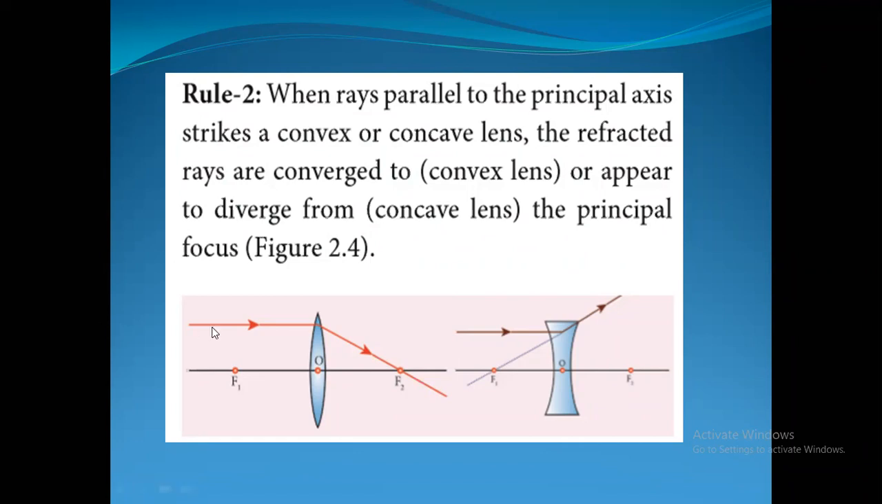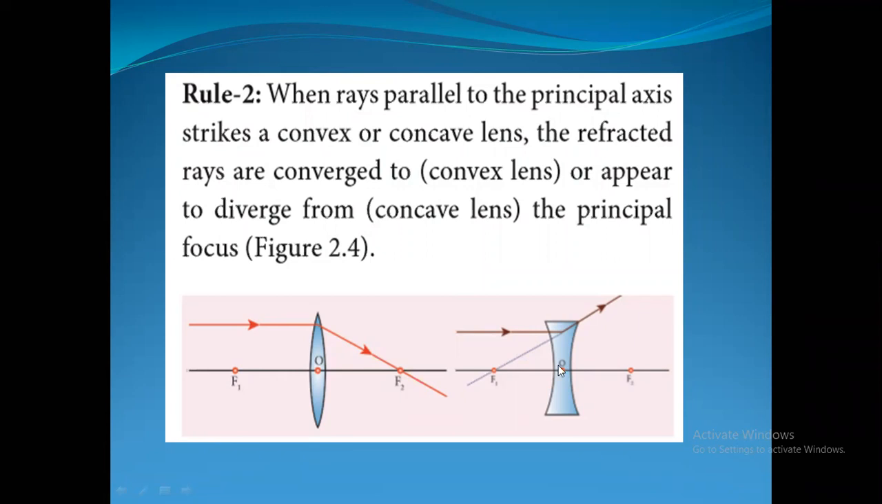When a ray passes through the convex lens parallel to the principal axis, parallel means what? Parallel to the principal axis. That ray emerges out, refracted through the focus, the principal focus. This is the principal focus. Understand?